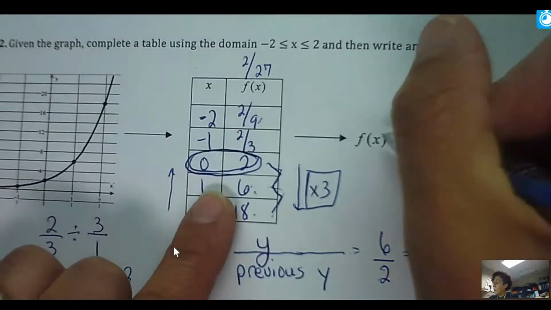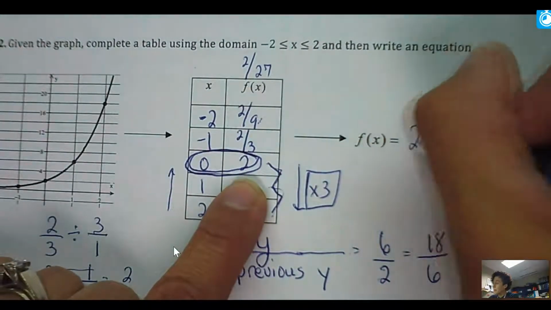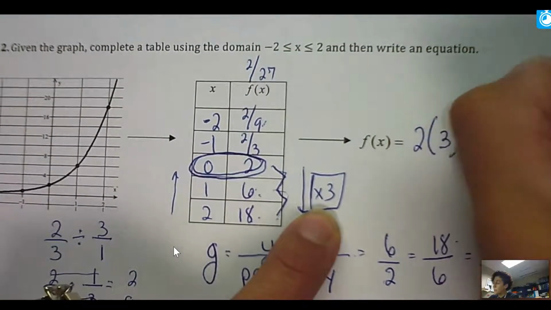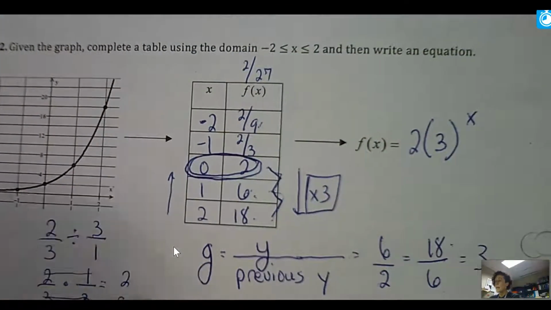So it's going to go y equals b times g, which is this 3, to the x power. And those are our notes.